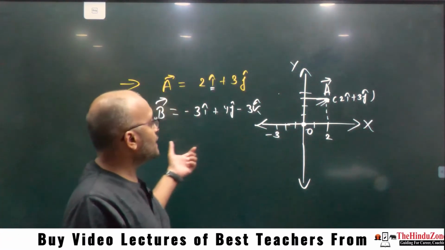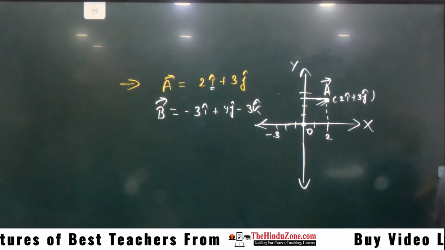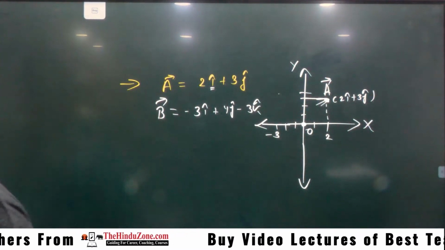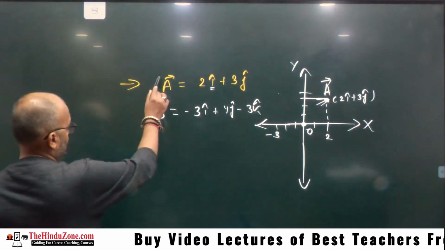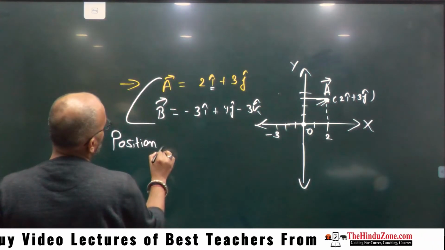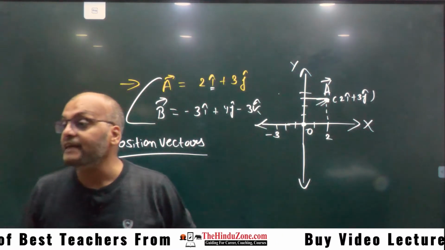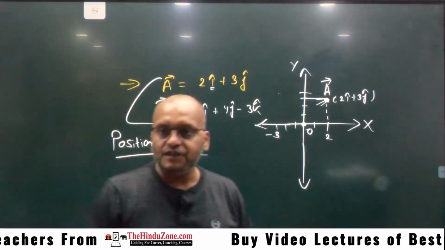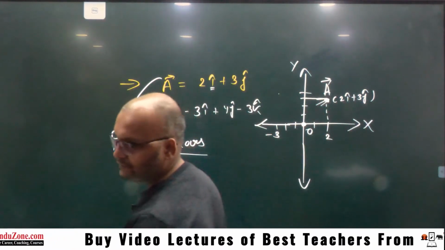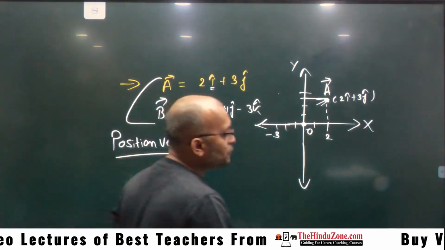Understood? Now, if we are taking the vectors along the coordinate axis, as I have told you, then such vectors are known as position vectors. Why? Because they are giving the position in the coordinate axis. So these are known as position vectors. Clear? Yes or no?